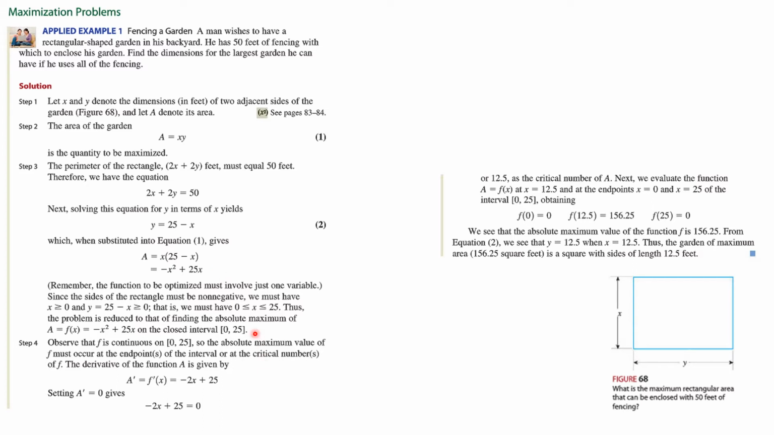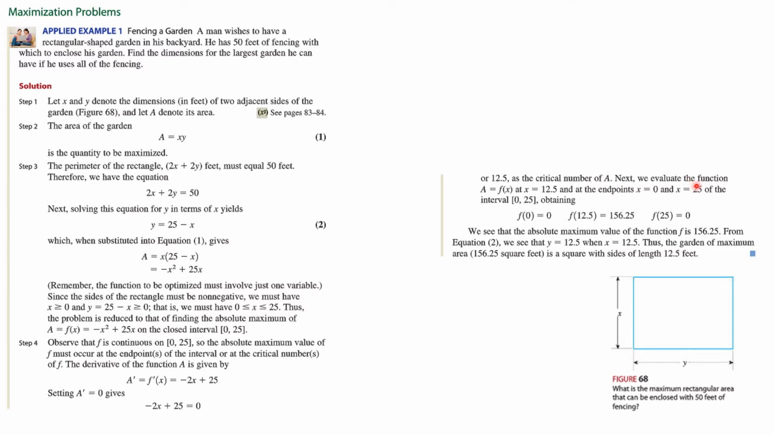For this to be a rectangle, x can only be between 0 and 25, otherwise we wouldn't have a rectangle. So A is a continuous function on [0, 25], and we take the derivative. The derivative is minus 2x plus 25. I set that equal to 0, and I find that x is 12.5, our critical number.